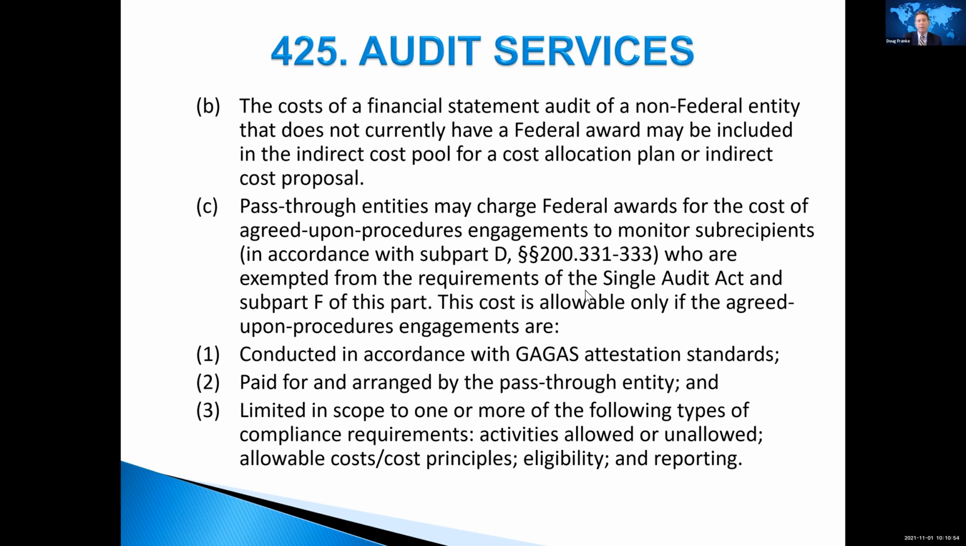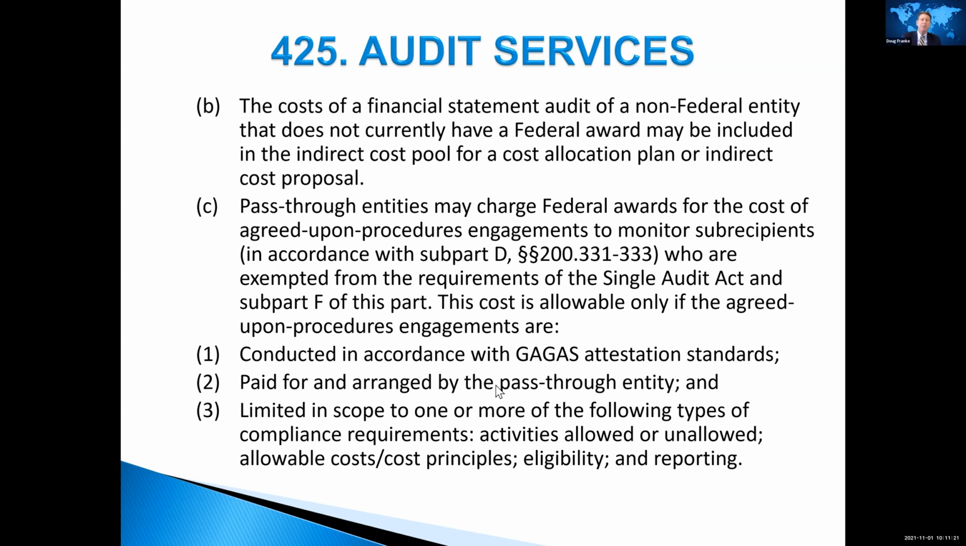So what this goes on to say is that you can charge your prime award to strengthen your subs, but it's only allowable if the strengthening is conducted in accordance with GAGAS attestation standards. What does this mean? This means that in theory, you should be using an audit firm from your country that is on the USAID list. It can't just be any organization that could do strengthening. It's supposed to be conducted in accordance with certain standards.